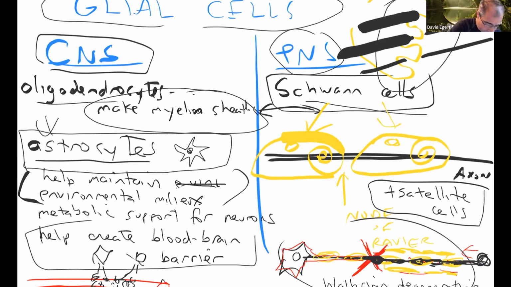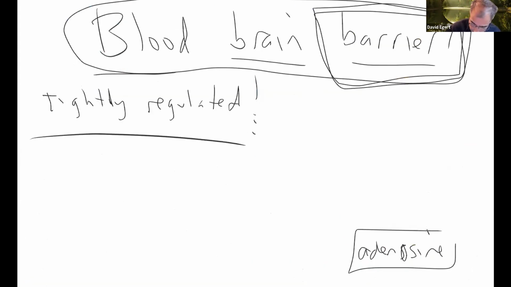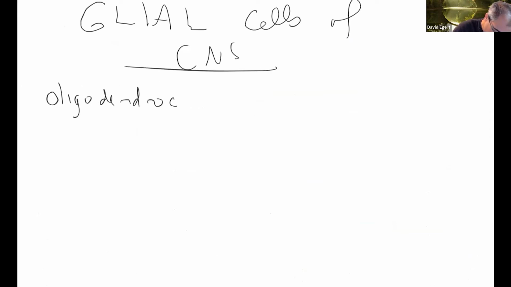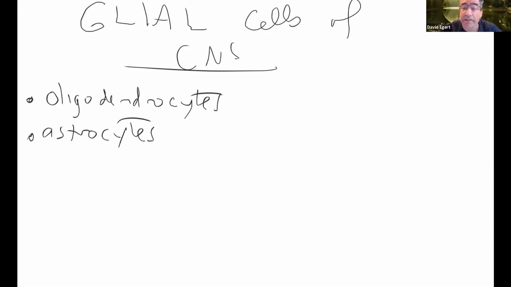All right, so CNS glial cells. There's more. I've run out of room here, so I'm going to go on to a new page. The glial cells of the CNS: oligodendrocytes, again making the myelin, and astrocytes, doing all that stuff I just said.